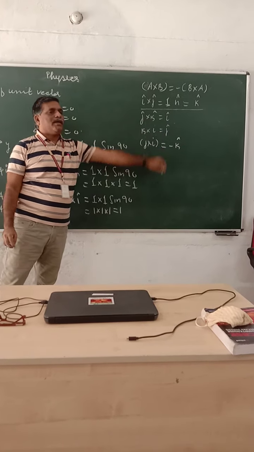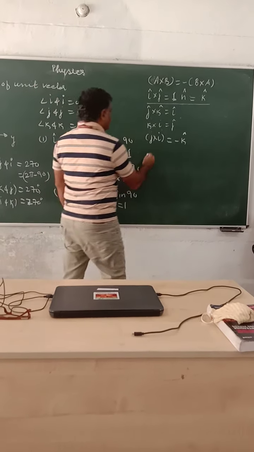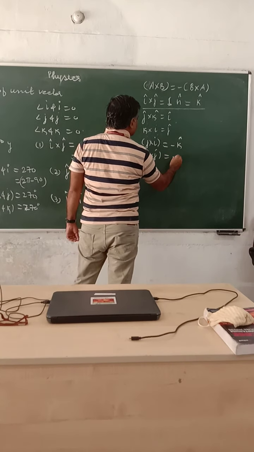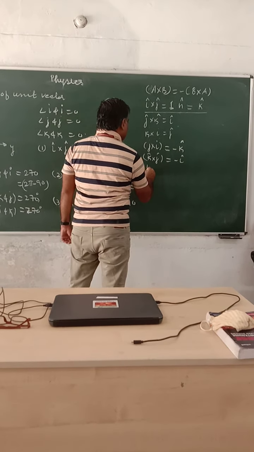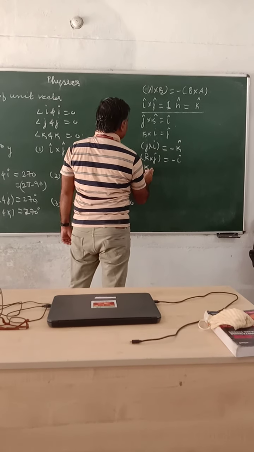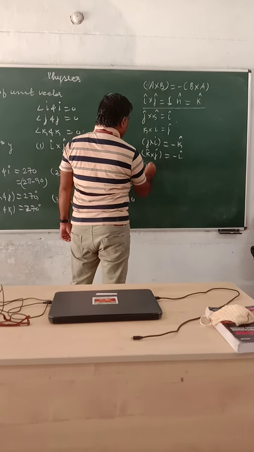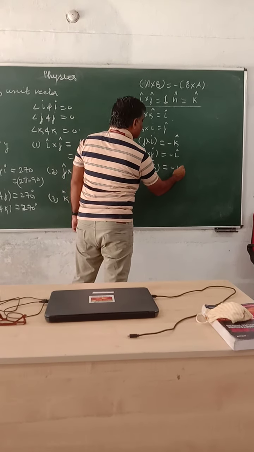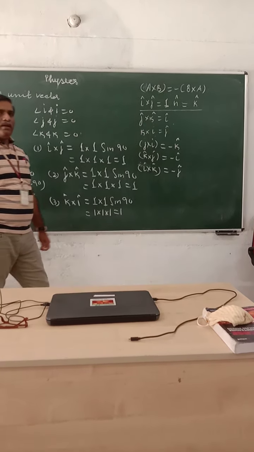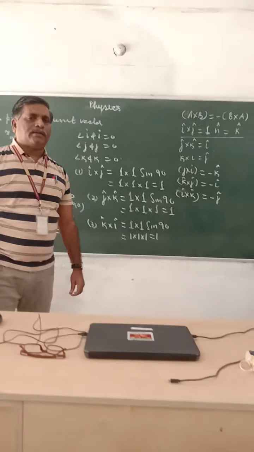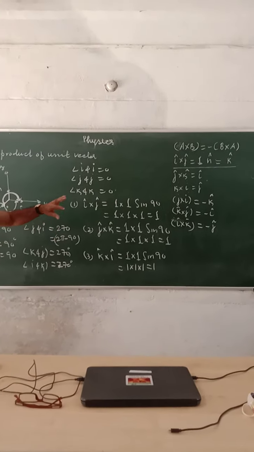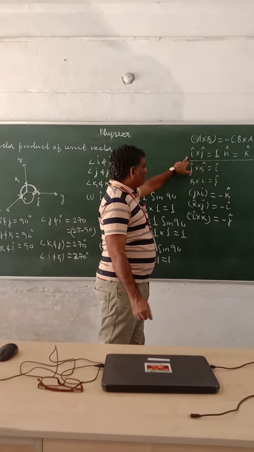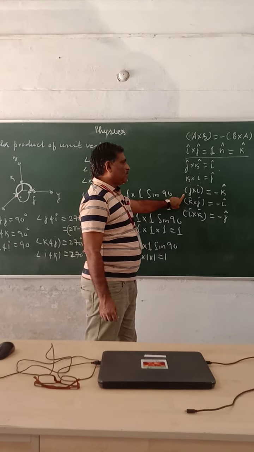Order change, this becomes minus. Similarly, k cross j, we are taking it as minus i. Similarly, i cross k is equal to minus j. When order of the vectors in vector product is changing, their vector product is negative. i cross j is minus j cross i.